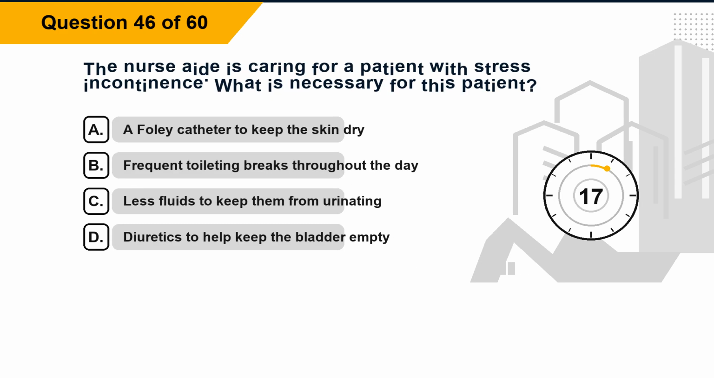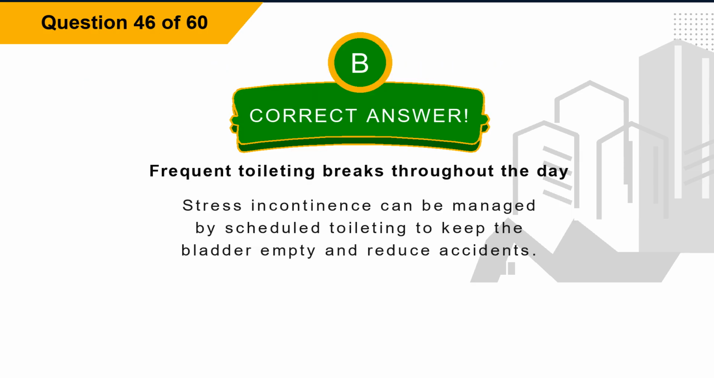Question 46. The nurse aide is caring for a patient with stress incontinence. What is necessary for this patient? Option A, a Foley catheter to keep the skin dry. Option B, frequent toileting breaks throughout the day. Option C, less fluids to keep them from urinating. Option D, diuretics to help keep the bladder empty. The correct answer is option B, frequent toileting breaks throughout the day. Explanation: stress incontinence can be managed by scheduled toileting to keep the bladder empty and reduce accidents.